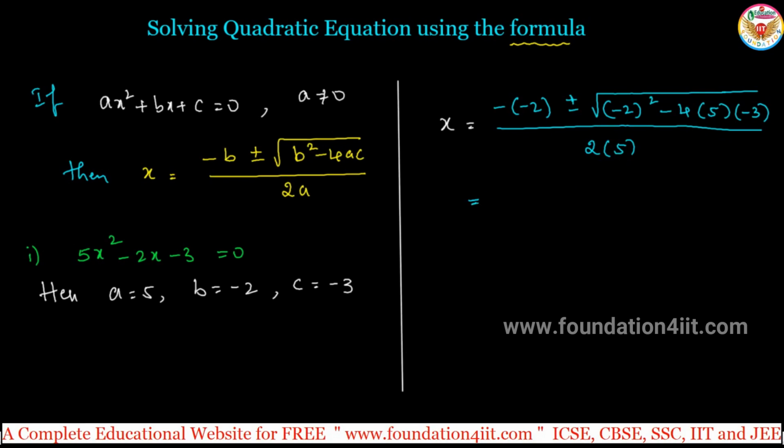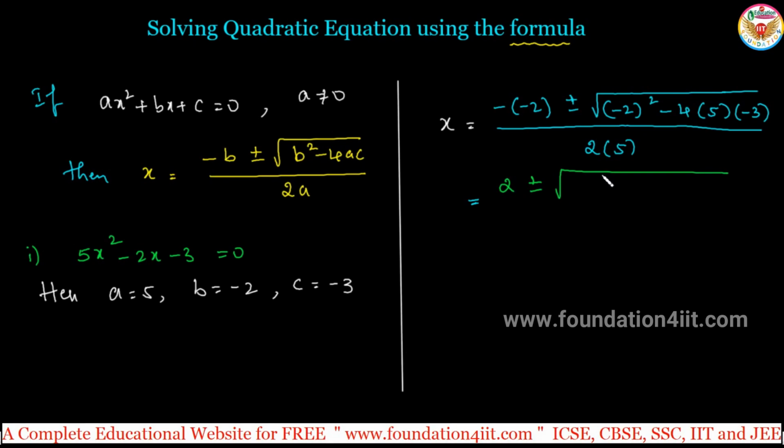Until the last step, we can keep plus or minus. Minus to minus, plus 2. Plus or minus under root minus 2 whole square.